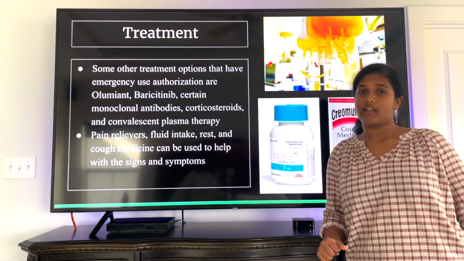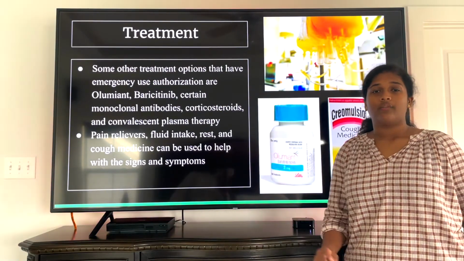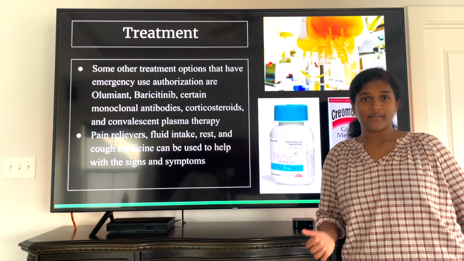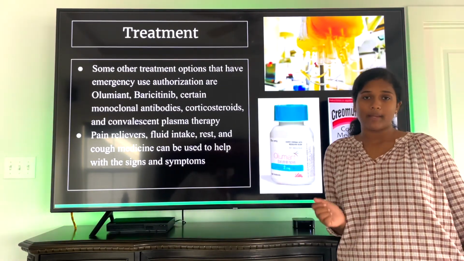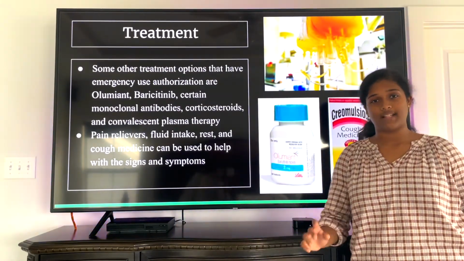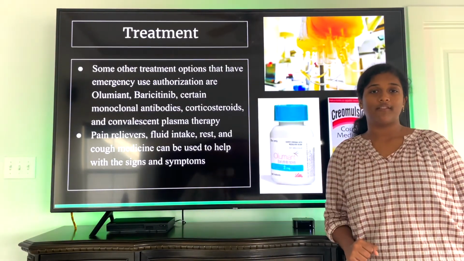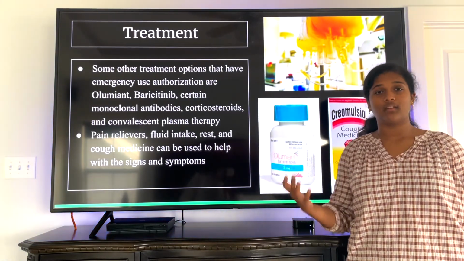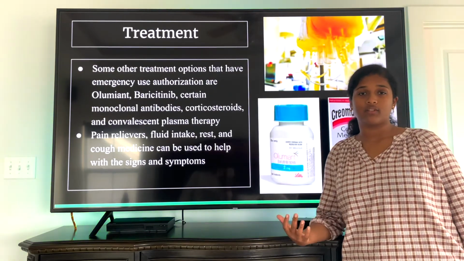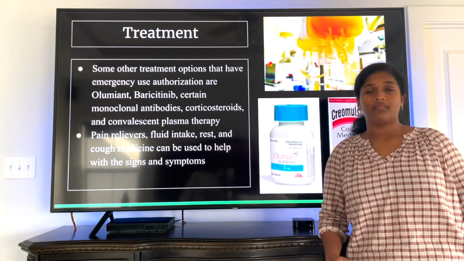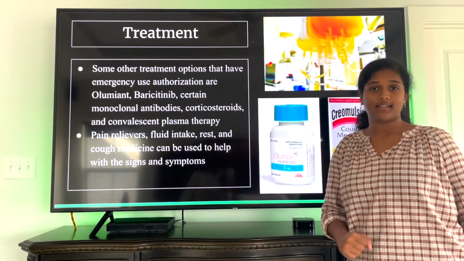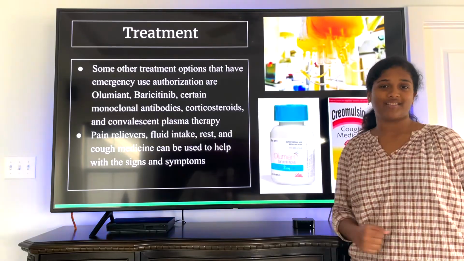Although the FDA has granted emergency use authorization for medications and processes such as Olumiant, baricitinib, specific types of monoclonal antibodies such as bamlanivimab, corticosteroids such as dexamethasone, and convalescent plasma therapy for people who have been diagnosed with this illness and are hospitalized due to it. There are certain things a person can do to relieve their signs and symptoms, such as using pain relievers, using cough medication, getting a good amount of fluid intake to stay hydrated, and getting plenty of rest.